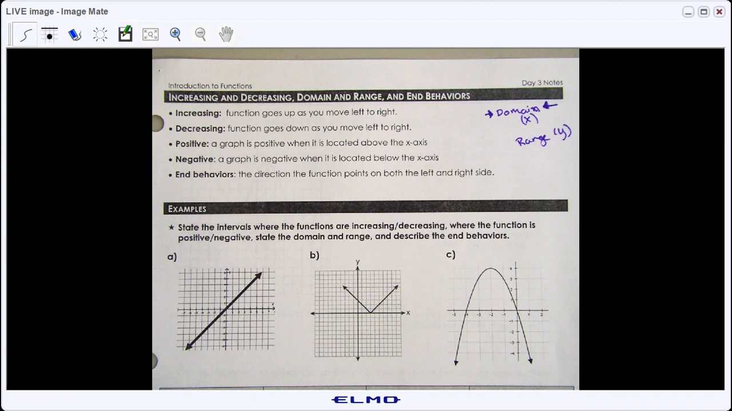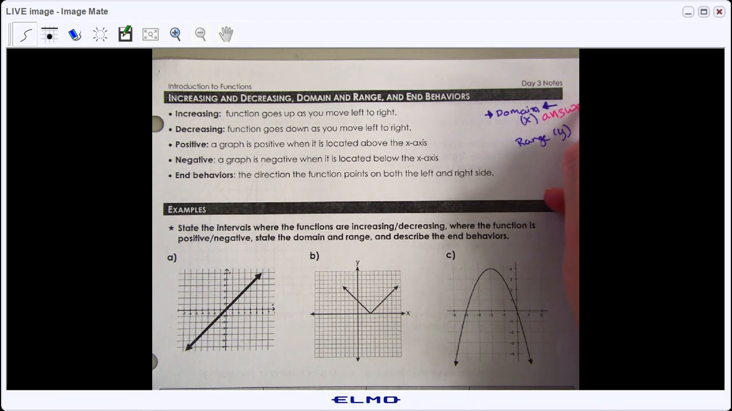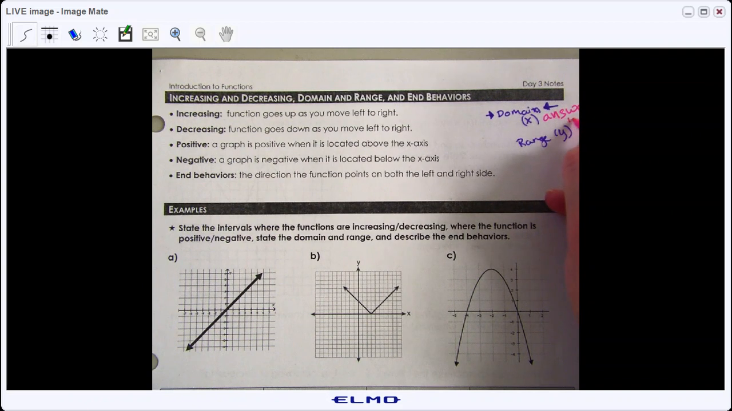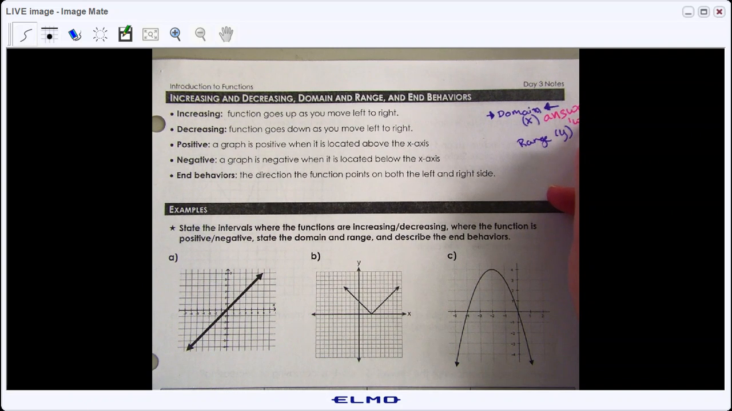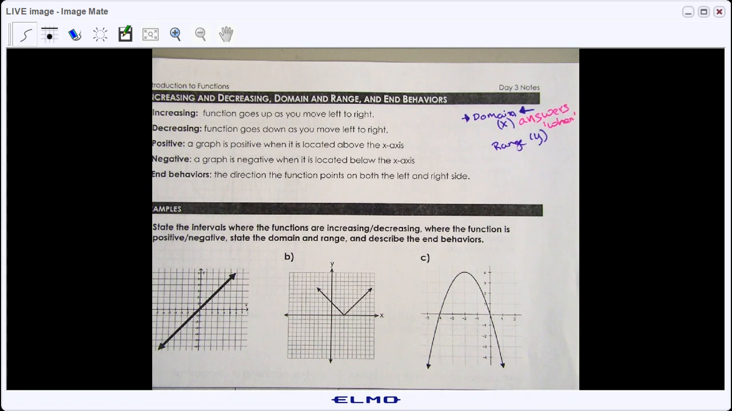Same thing with the positive and negative. You're trying to figure out when that is happening, and the when question is always your domain. So your domain always answers when. When is something happening? I'm sorry, that's very messy.